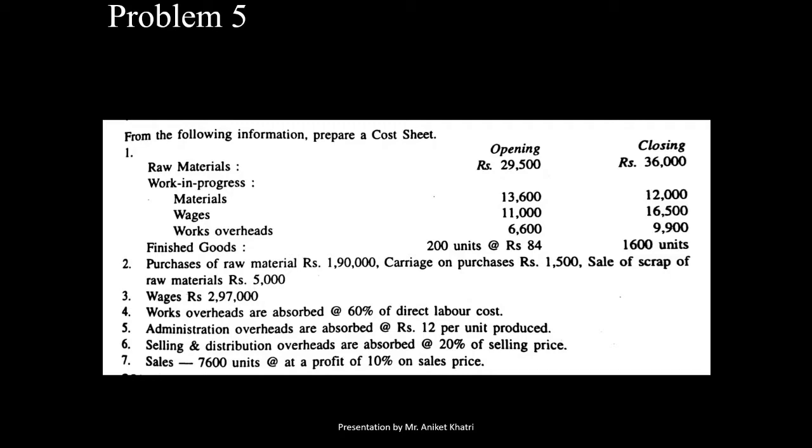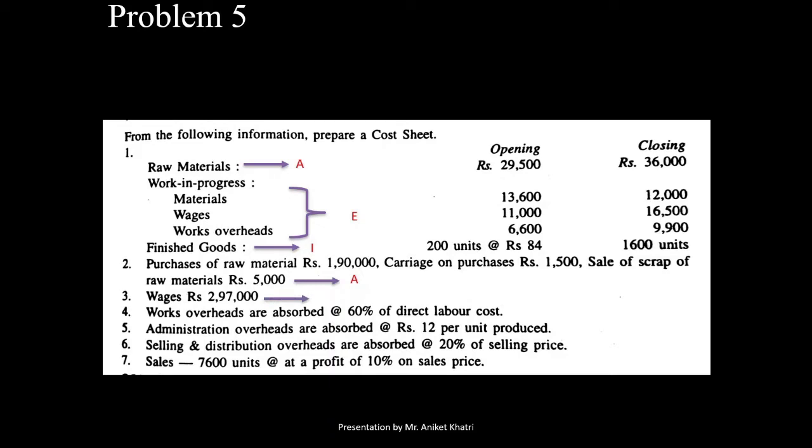First, we will classify the cost according to our format of cost sheet. So raw material, it comes under A section, work in progress, E, finished goods, I, purchase of raw material and other expenses related to A. Now, what exactly are these A, E, I? Please go through the format, you will come to know.